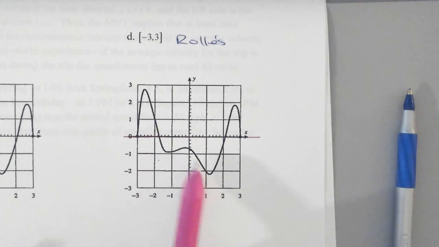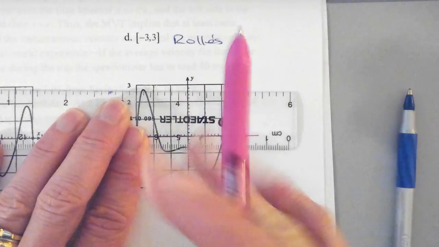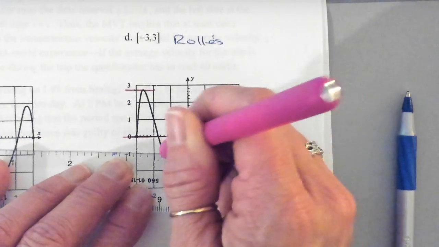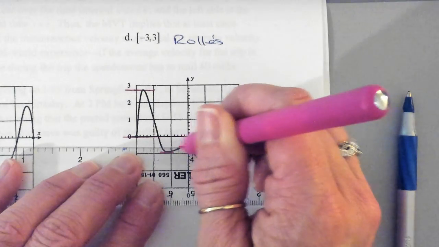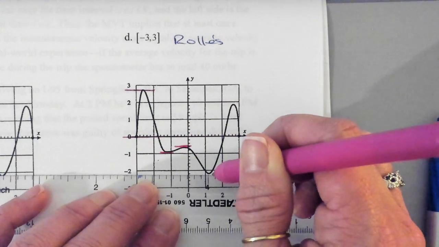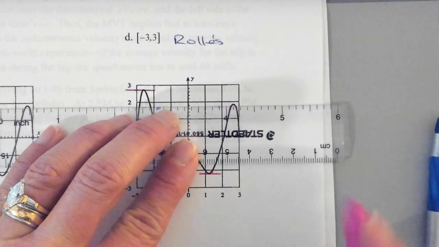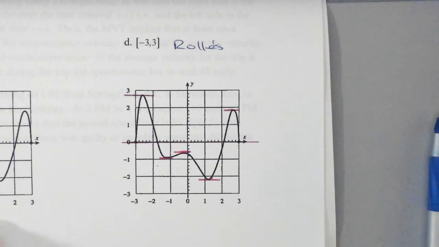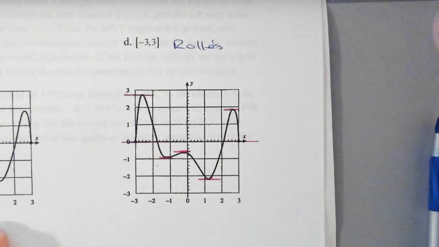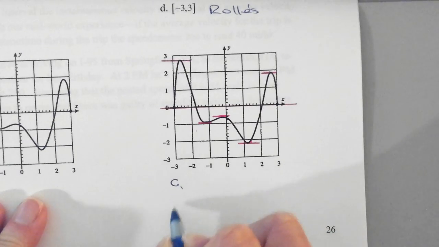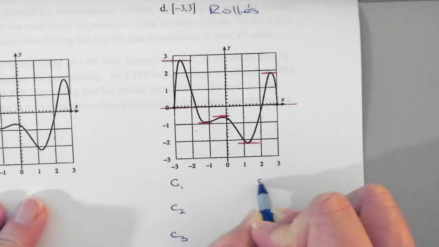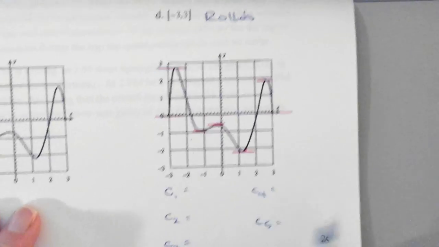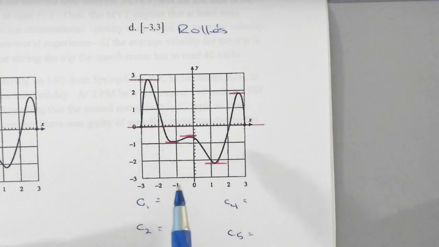1, 2, 3, 4, 5. Yeah. So we have one here, right? We have one here, here, here, and here. Okay, so then what you need to do is approximate. So if we have 5, I've got C sub 1, C sub 2, 3, 4, and 5. Let's go from left to right. So what's this value approximately?